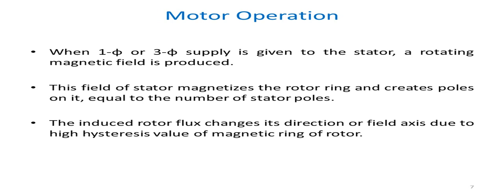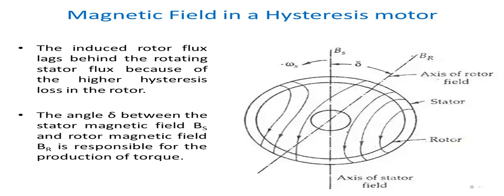The induced rotor flux changes its direction or field axis due to the high hysteresis value of the magnetic ring of the rotor. Because the rotor has a high hysteresis value, the flux entering from the stator to the rotor through the air gap changes its direction. So the axis of the stator field and the axis of the rotor field are shifted, and there is an angle between these two. So, how is the magnetic field in a hysteresis motor developing torque?